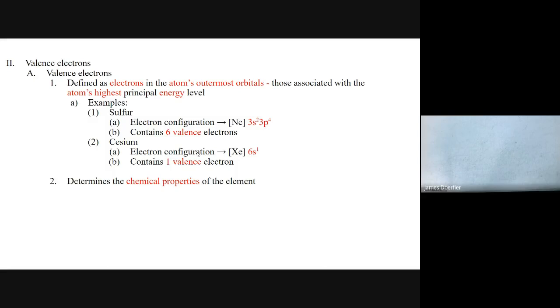You also want to know another way to figure out the valence electrons for a good chunk of the elements. Get out your periodic table.